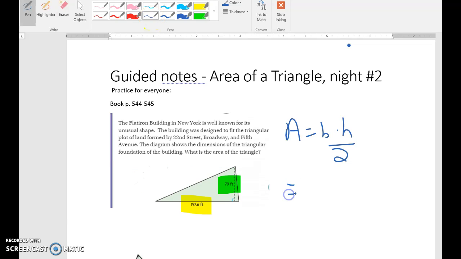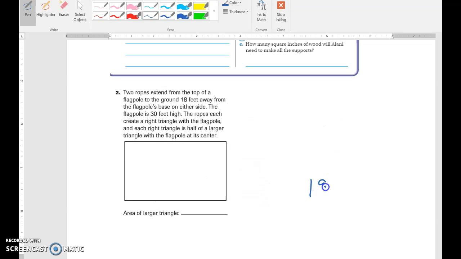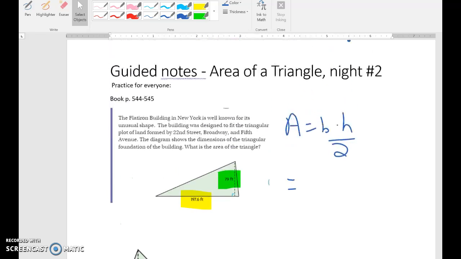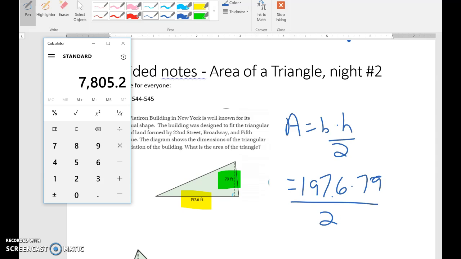Now, these are horrendous numbers. I would not expect you to do 197.6 times 79 divided by 2. I believe you can do it. We have learned multiplication. We have learned multi-digit multiplication. We are so good at multi-digit multiplication. But it's just not a great use of your time.